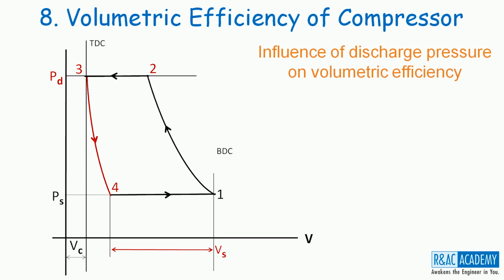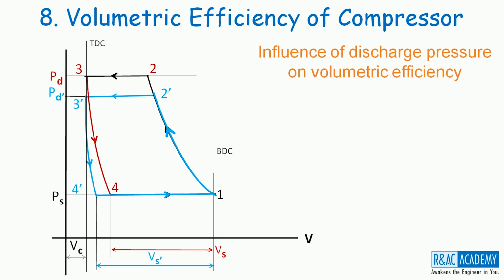Let us now first decrease the discharge pressure from Pd to Pd dash. That means the new cycle is operating between Ps and Pd dash. The new cycle will be 1, 2 dash, 3 dash, 4 dash, and the actual volume of the vapor sucked into the cylinder Vs dash is more than the baseline value. Therefore, whenever the discharge pressure is reduced, the actual volume of the vapor sucked into the cylinder will be increased and hence the volumetric efficiency also will be increased.